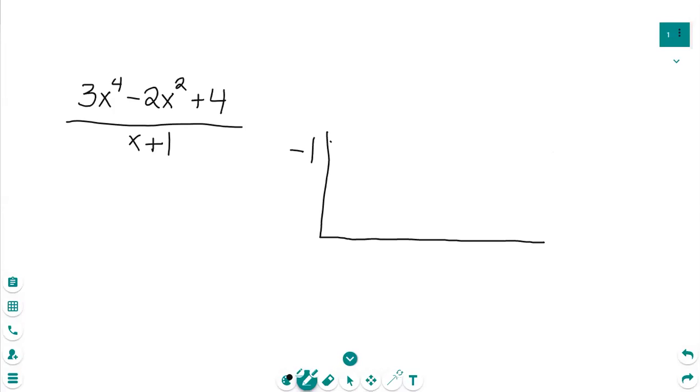And on the inside, we write the coefficients of the polynomial that we are dividing. The coefficients are the numbers in front of the x terms. So the first coefficient is the 3 that's in front of the x to the fourth power. Then we have no x cubed. We skipped the x cubed, so we can just write 0 for that. There's a negative 2 next in front of the x squared. Then we skipped the x, so we can write 0 again. Then we have a 4.